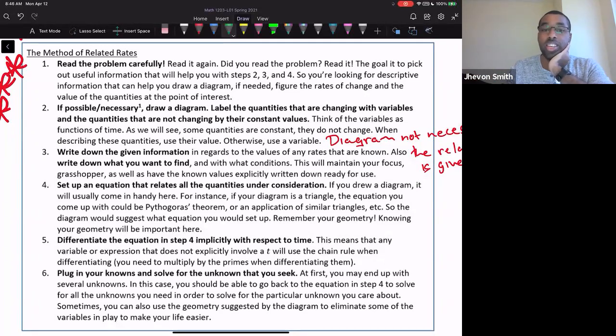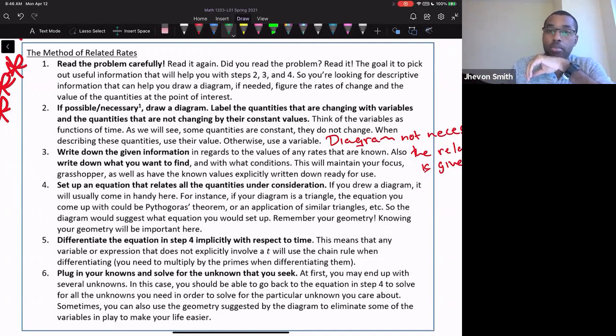As it says here, if your diagram is a triangle, you would think about Pythagoras' theorem or similar triangles or things of that sort. So the diagram can suggest to you what formulas you want to use. Once you have a formula, you move on to the fifth step.